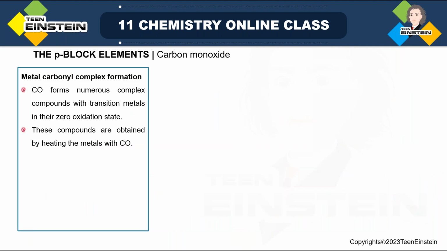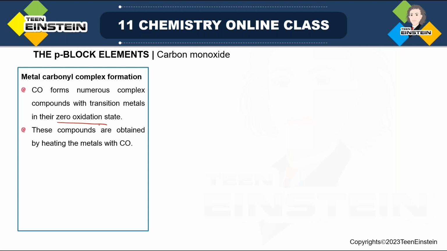Metal carbonyl complex formation: as I have mentioned, there is a lone pair present over carbon, so it can donate electrons from the carbon side, and it can form many different types of carbonyl complexes. Why carbonyl? Because of this CO unit. CO forms numerous complex compounds with transition metals, and you will see that when it is forming compounds, the metals are in 0 oxidation state, and CO itself is a neutral ligand. It is not containing any negative charge. It is true there is a lone pair, but it is not containing negative charge.